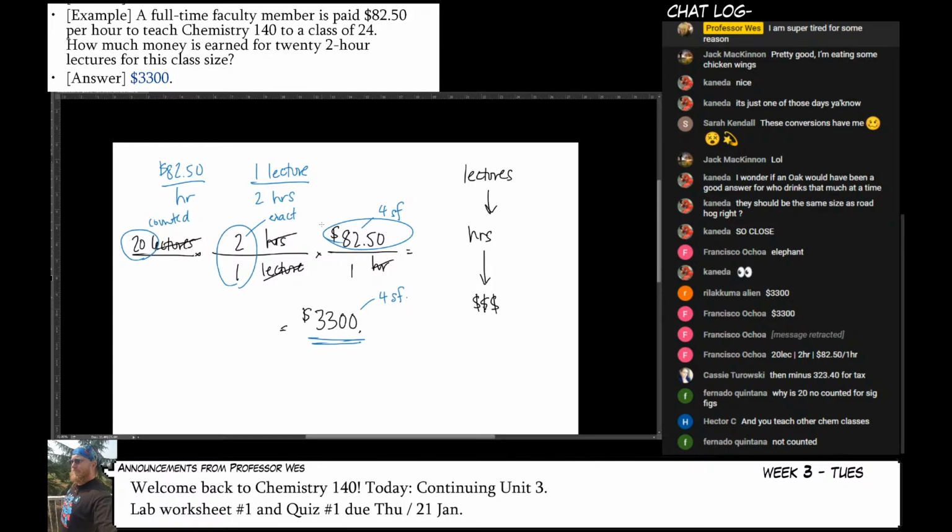Why is 20 not counted for sig figs? Because it is a counted number. I give you 20 of these lectures, 2 a week, and they're 10 weeks. So I can actually count them 1, 2, 3, 4, 5, 20. So because it's a counted number, it is an infinite number of sig figs.